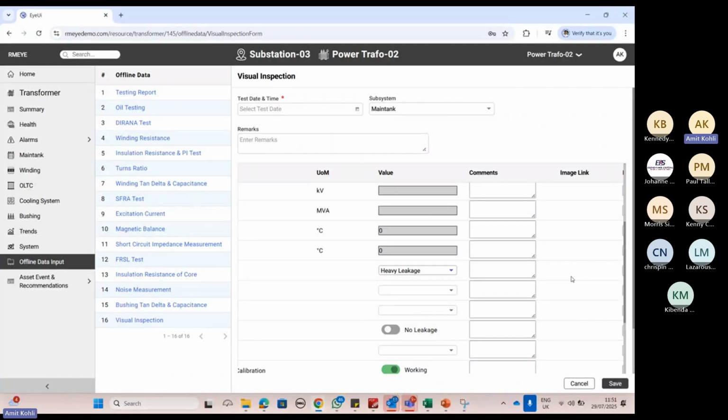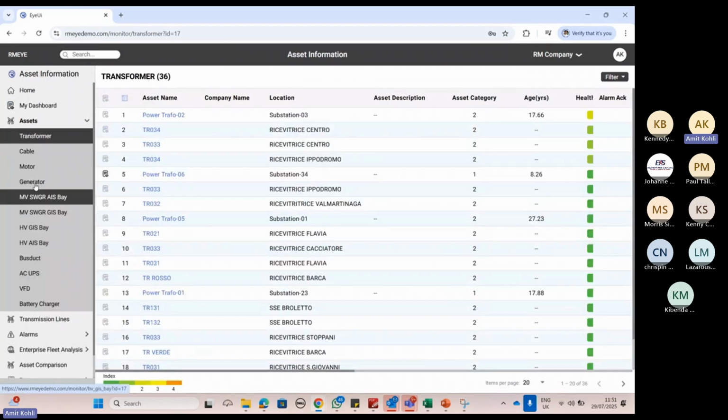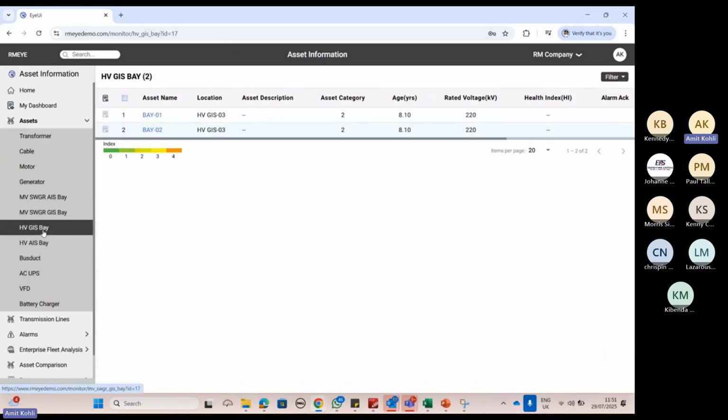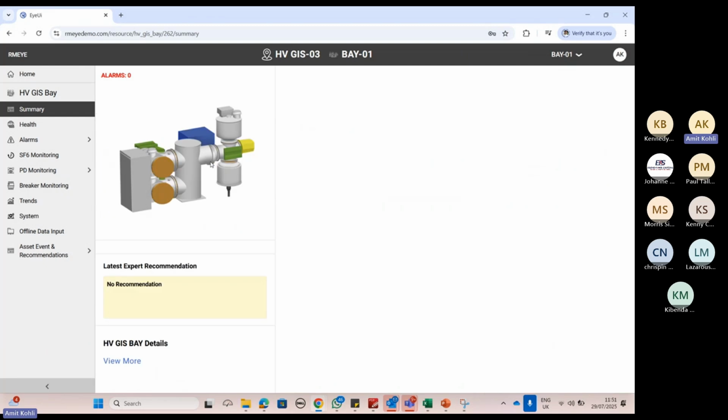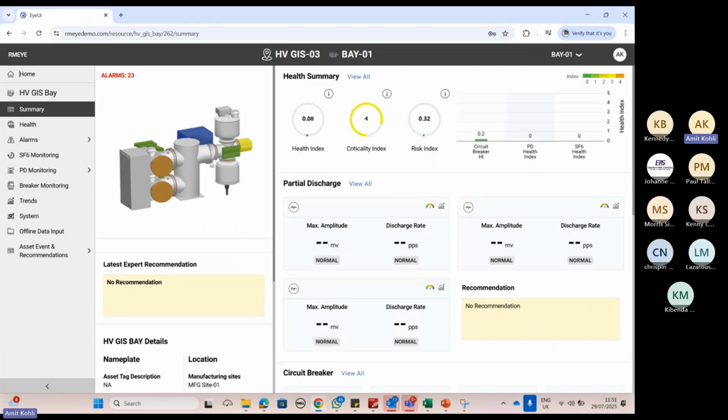So this is the tool we have, guys. Today, I'm just focusing on transformers in the interest of time, but we have done the same thing for cables, and the same for GIS and AIS. So we have done similar things for every high value electrical asset you have, and this gives you one platform for all electrical assets, all types of data, and maintenance related data.